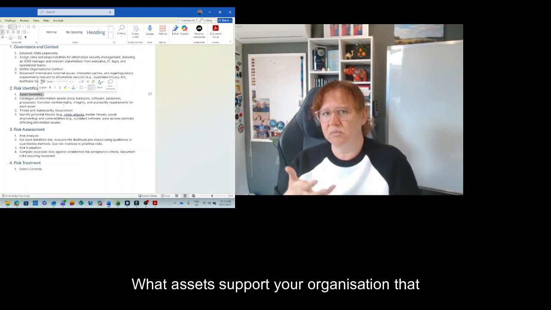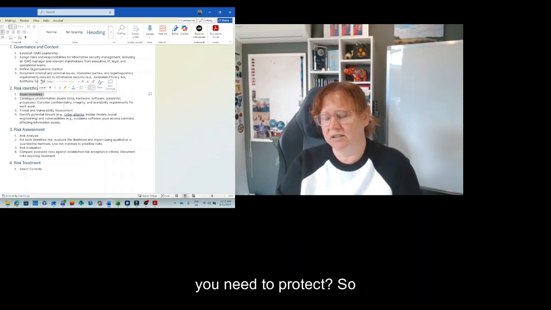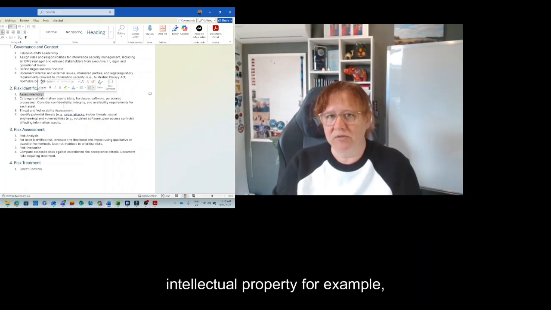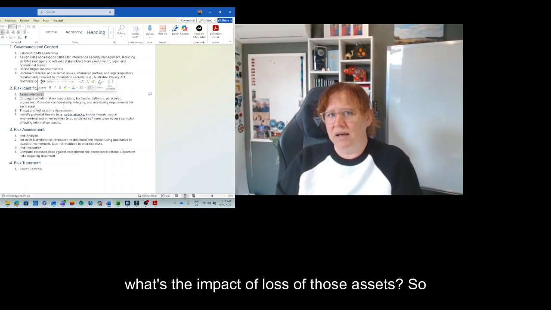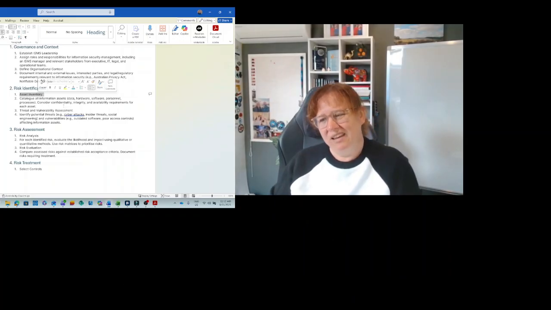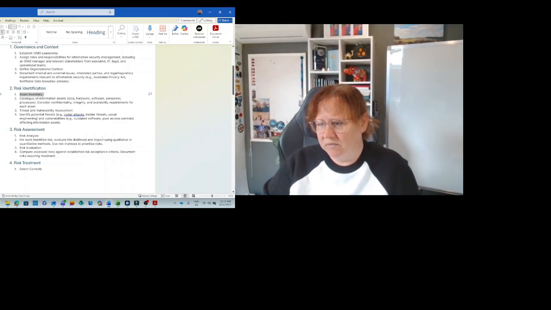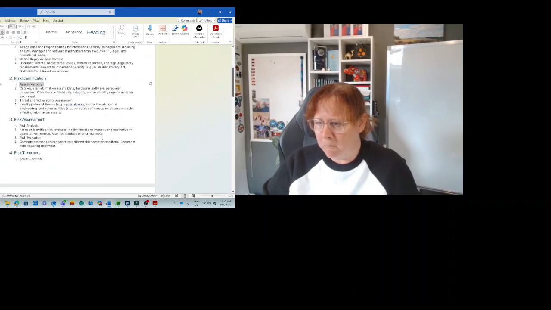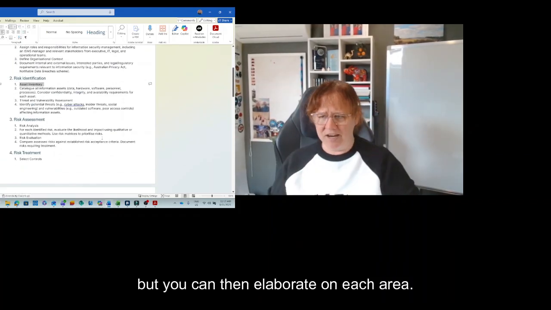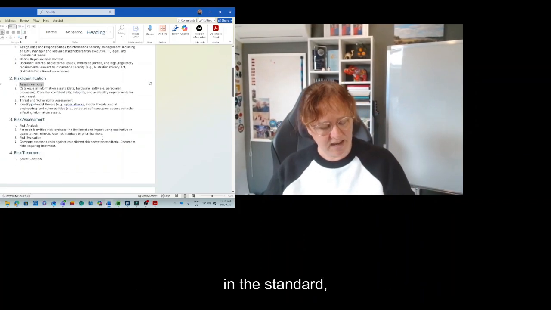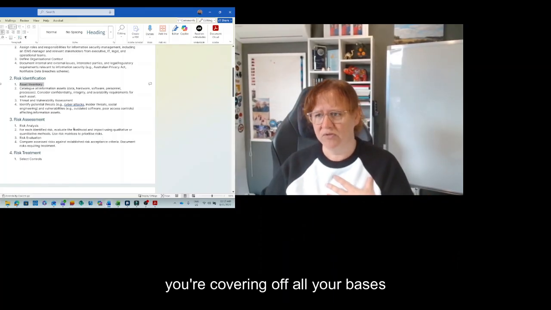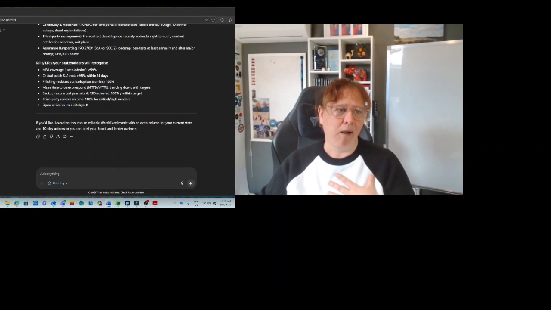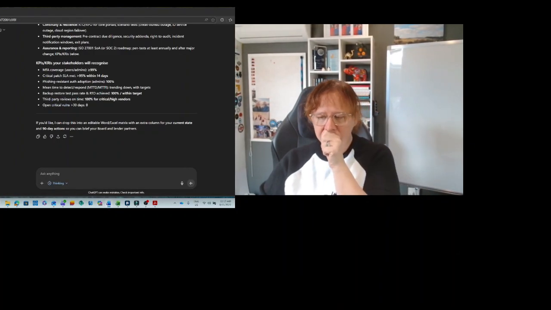What assets support your organization that you need to protect? So intellectual property, for example. What's the impact of loss of those assets? So this is not a very good one that it's actually spat out, but you can elaborate on each area. As long as you meet the requirements in the standard, you're covering off all your bases, pretty much.